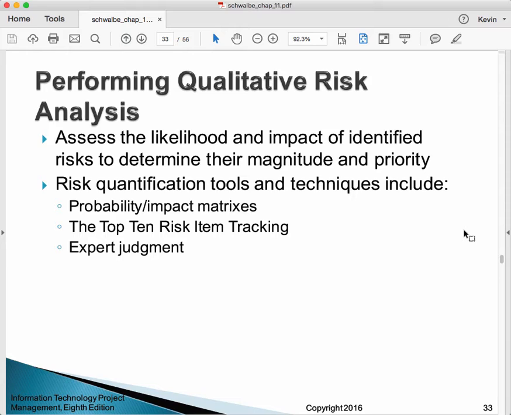Okay, so when we've identified the risk, how do we analyze these things? Well, we've got two sets of tools: qualitative risk analysis and quantitative risk analysis. And I've got to tell you that when I was studying for the PMP exam, I had a hard time getting straight which was which, because qualitative risk analysis is kind of subjective and quantitative is more numerical.